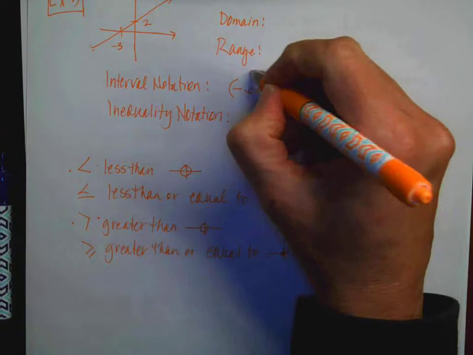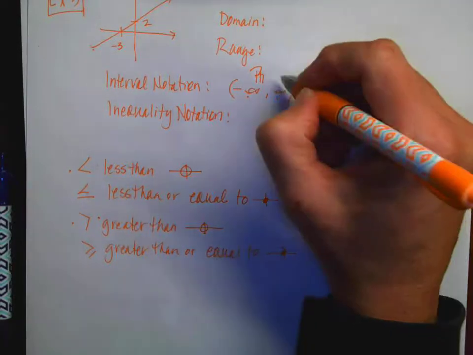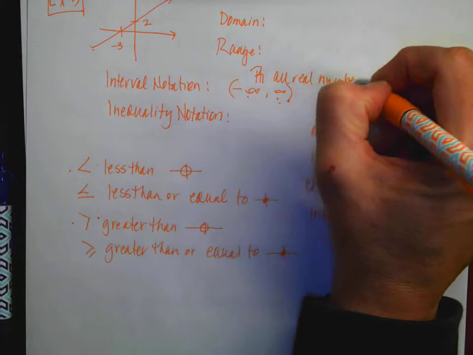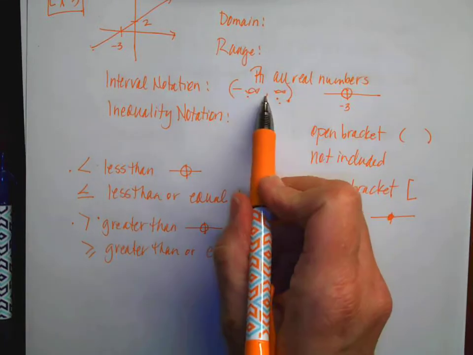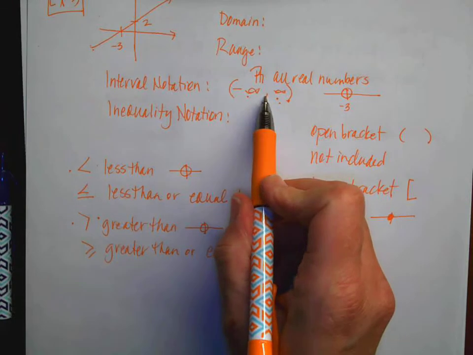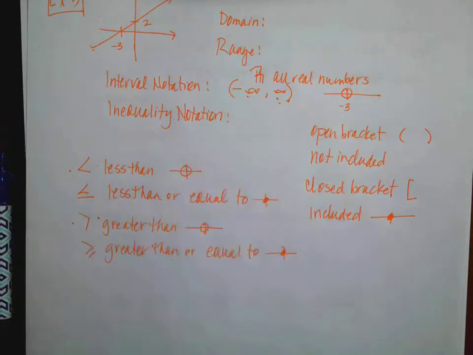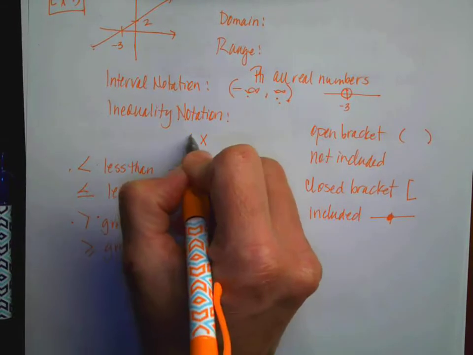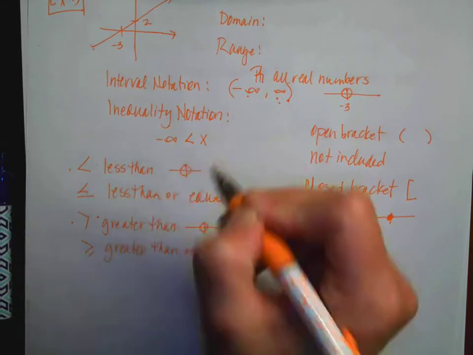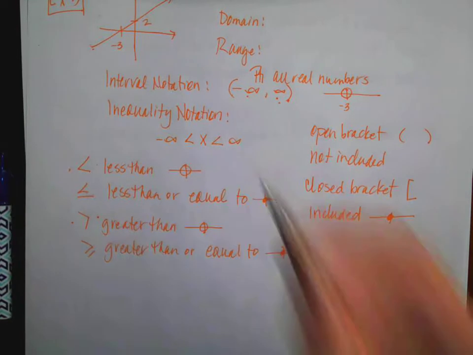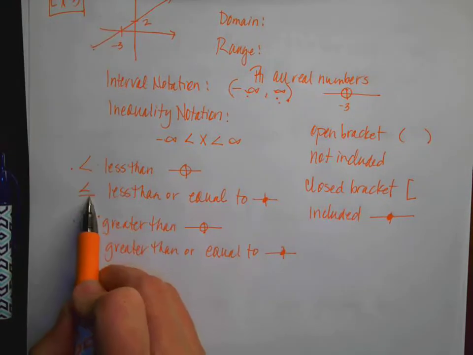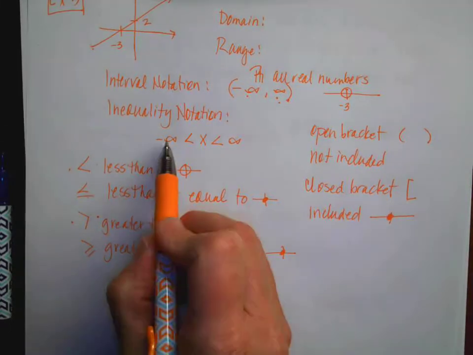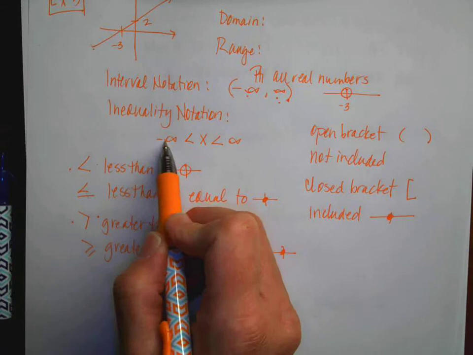So it's all real numbers. So sometimes we would write that as that goofy looking R, and that means all real numbers. So then I can write that as negative infinity to positive infinity. If I'm going to do inequality notation, I put the x in the middle, and it's going to be greater than negative infinity and less than positive infinity. It can't be greater than or equal to or less than or equal to because I can't equal infinity.